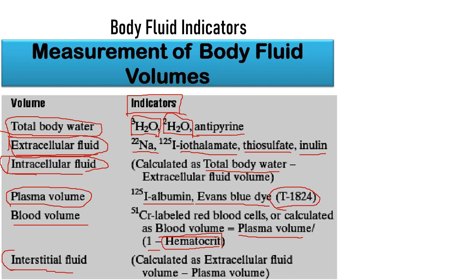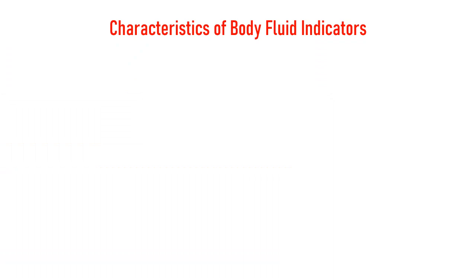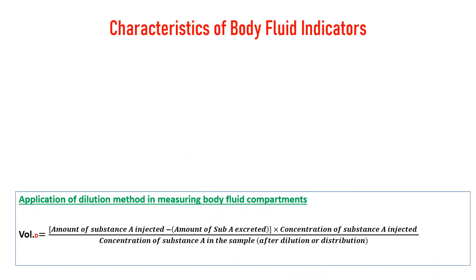Okay, let's proceed. What are some of the characteristics of these body fluid indicators? These body fluid indicators require specific characteristics that make them suitable to be used as indicators. This is just a formula that you can use when applying body fluid indicators to measure these body fluid compartments. In another video we are going to look at calculations on how you can calculate these volumes. Right now let's focus on characteristics of body fluid indicators.